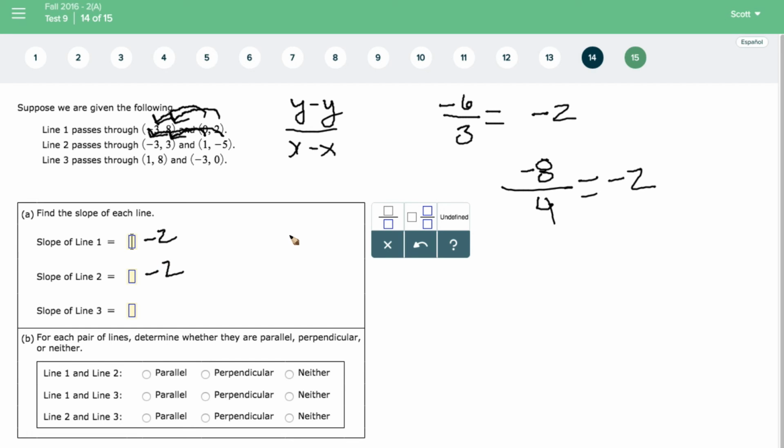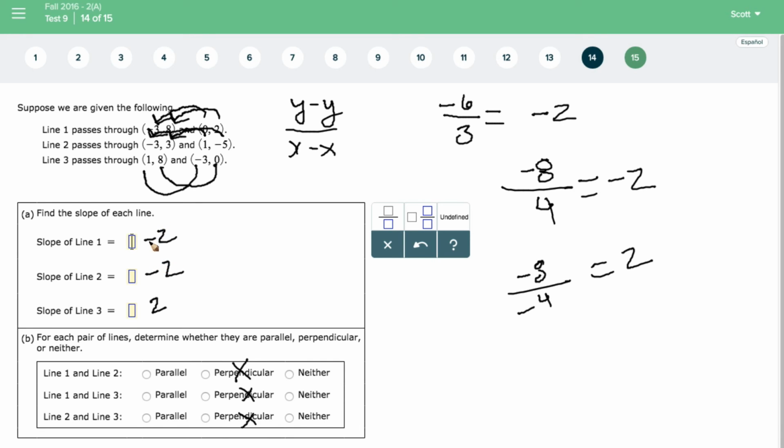So there's my slope for line 2. And finally, 0 minus 8 is negative 8. Negative 3 minus 1 is negative 4. Negative 8 divided by negative 4 is a positive 2. So we see they're all whole numbers. There's no fractions at all. So we know none of them is perpendicular, because if they were perpendicular, one of them would be a fraction, right? They'd be flipped upside down.